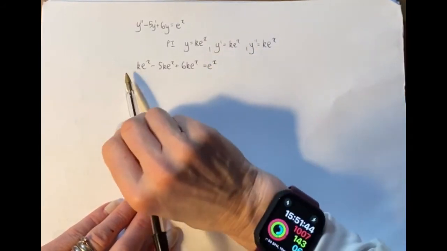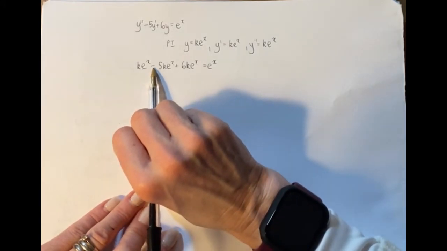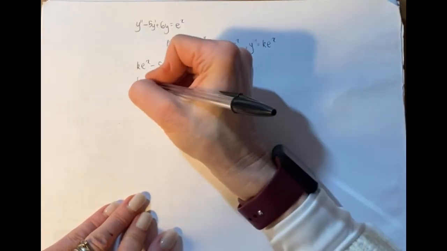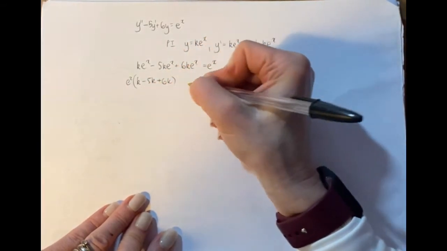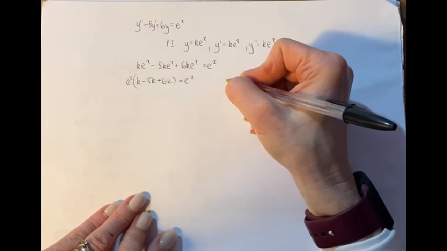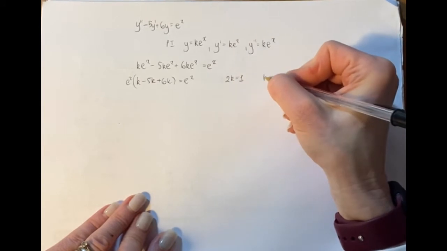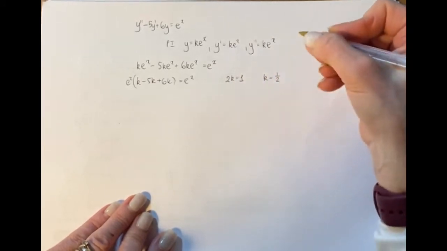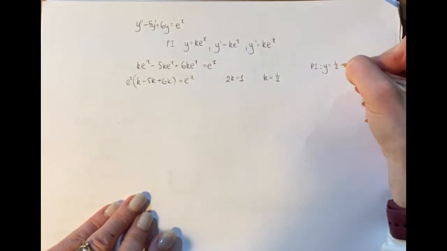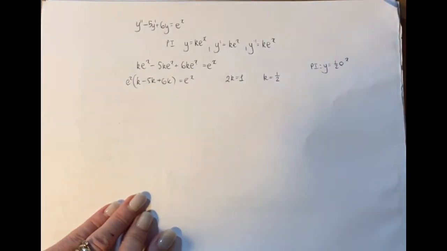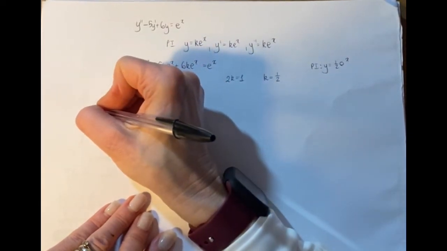There you go. Now, if you look at this very carefully, you can compare how many e to the power of x there are. So you've got k minus 5k plus 6k is equal to 1 lots of k. So that gives me 2k is equal to 1 lots of e to the power of x, so k is equal to a half. So the particular integral here is y is equal to a half e to the power of x. Good. And then we've got the last one, so that is part e.